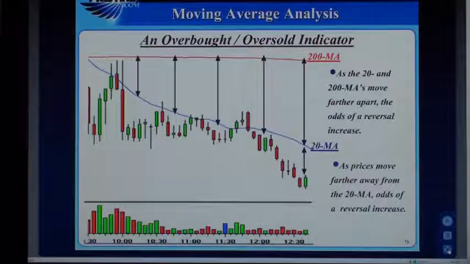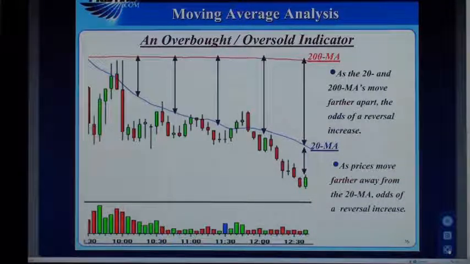Overbought and oversold indicator, we're focused on the distance between the 20 MA and the 200 MA. The further they move apart, the greater the odds of a reversal. The further prices move away from the 20 MA, the more the odds of reversal are increasing. And what we're really doing here is using the MAs to speed up the analysis, and then we have to look at actually the distance between current prices and prior price congestion.